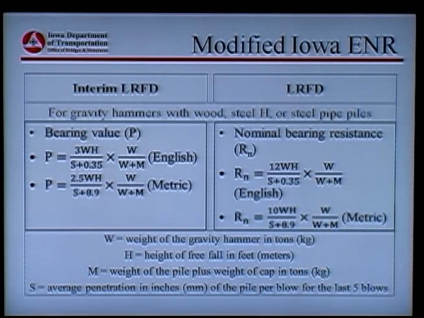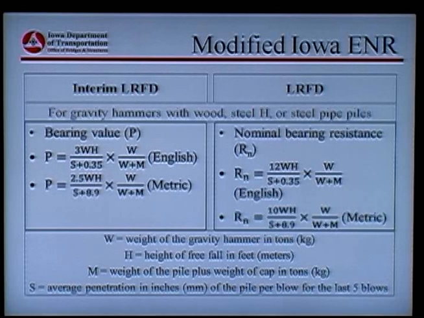If it's English units, you take 3 multiplied by 4, that gives you the coefficient of 12. In metric, it's 2.5 multiplied by 4, and that gives you 10. The rest stay the same. You have W H, you have the set, you have the weight of the piles plus the weight of the cap. The rest of the definitions of the parameters remain the same except the coefficient.